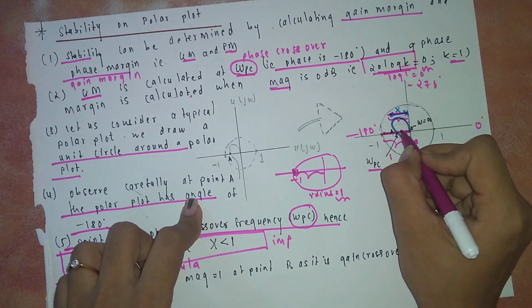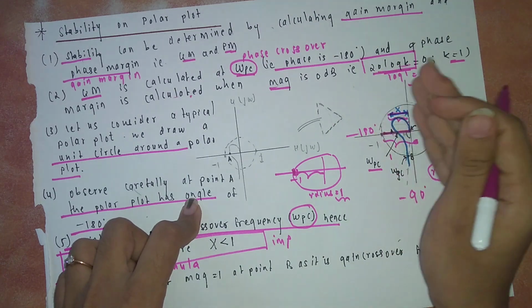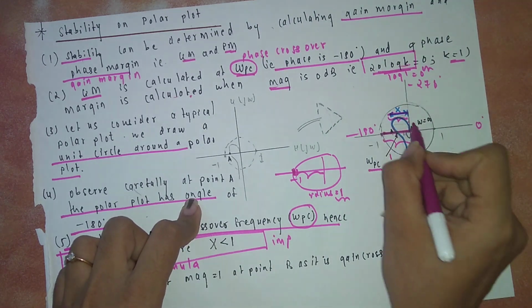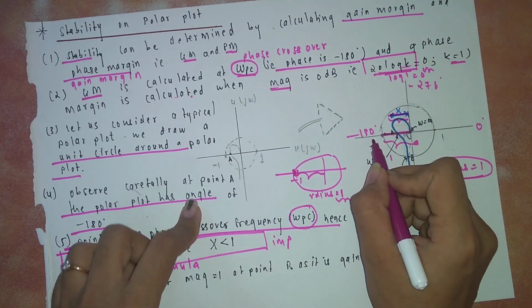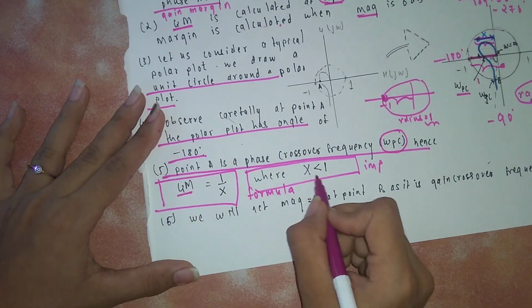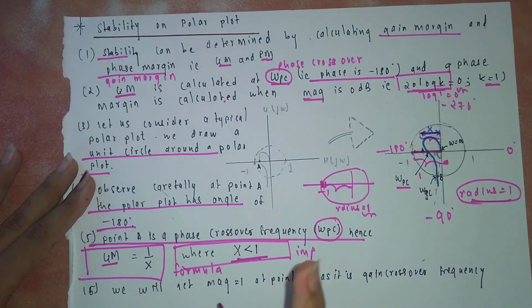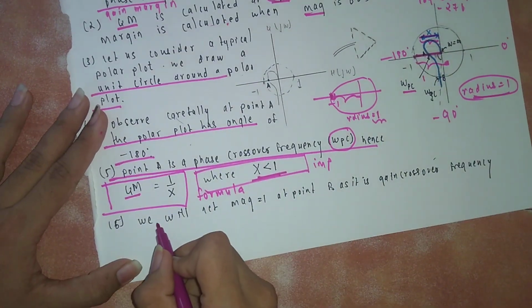If you see, if this length is 1, this blue line, your polar plot, should always be inside this pink line. If your polar plot covers this -1, then there is no stability. Stability only exists if x is less than 1, right? Now this point is very clear, right? Okay, so we go to the next point.